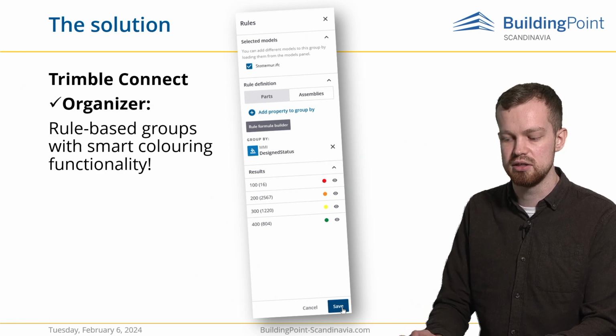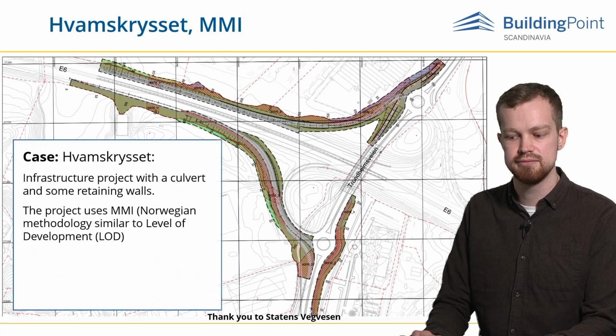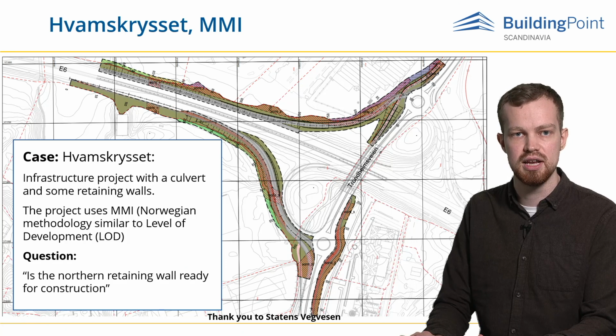Let's take a look at a project named Vamkrysset. This is an infrastructure project where they are using something called MMI to track their progress. Now, contractors want to showcase if an area, like the northern retaining wall, is ready for construction or not.